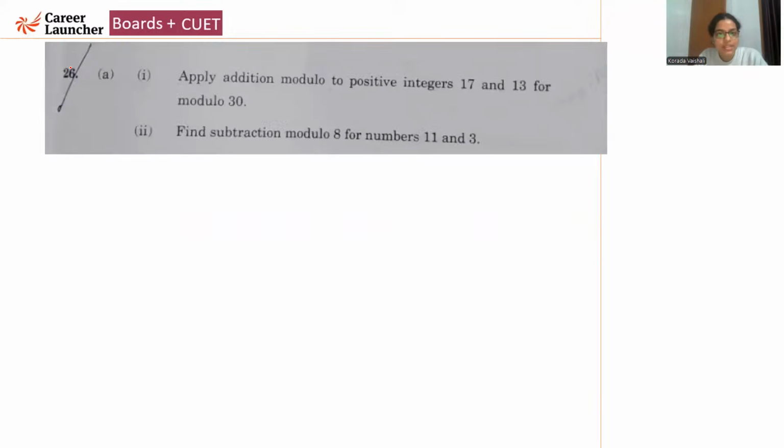Now let's move on to question number 26. Now this is basically an easy one, जिसमें हमें simple बताया गया है कि what is the addition modulo to the positive integers 17 plus 13. इसका मुझे अप्लाई करना है mod of 30, right? So what is 17 plus 13? 30 and 30 का remainder 0 हो जाएगा. So this is going to be 0.